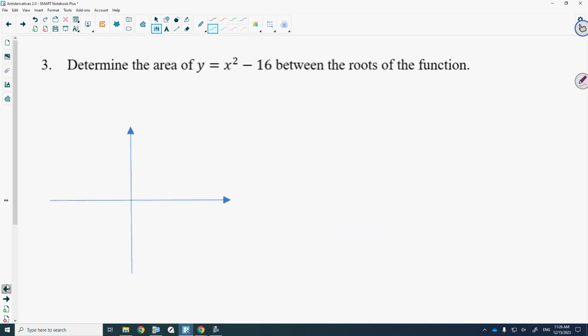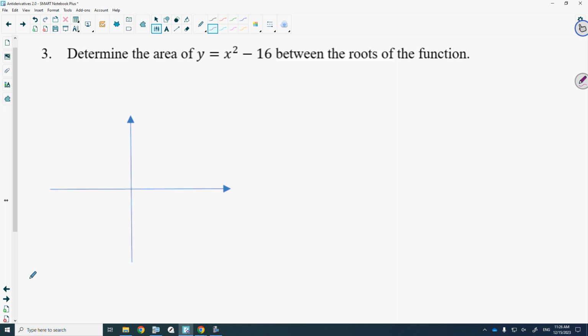Class example 2. Determine the area of y is equal to x squared minus 16 between the roots of the function. So let's draw this, a parabola opening up with a y-intercept of -16. So here's my y-intercept of -16, and my parabola is opening up.